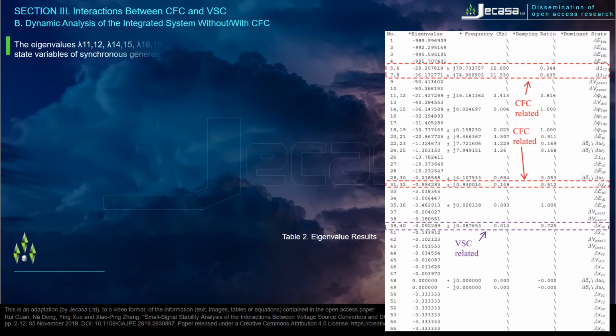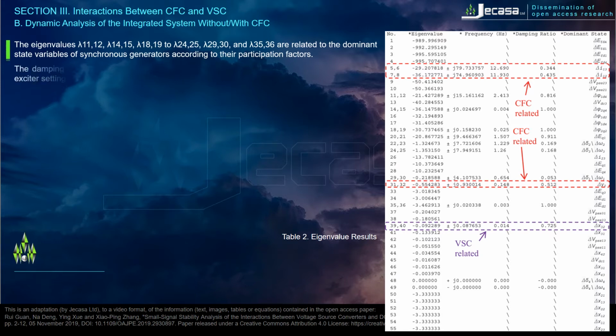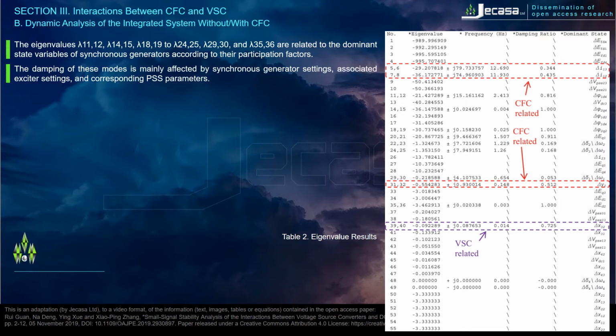The eigenvalues lambda 11-12, lambda 14-15, lambda 18-19 to lambda 24-25, lambda 29-30, and lambda 35-36 are related to the dominant state variables of synchronous generators, according to their participation factors. The damping of these modes is mainly affected by synchronous generator settings, associated exciter settings, and corresponding PSS parameters. The incorporation of CFC has no significant impacts on these synchronous generator-related eigenvalues.